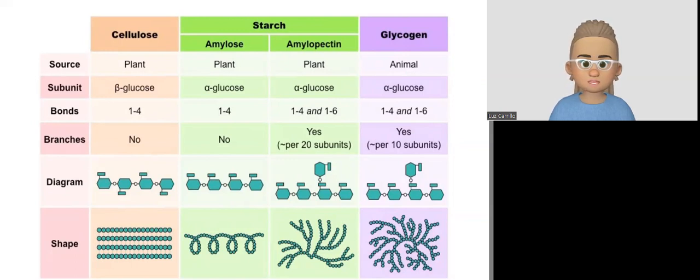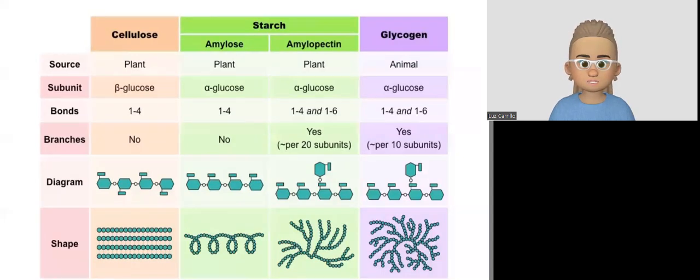Moreover, the way that these glucose molecules are connected to one another, we can observe that in the case of cellulose, they are going to be 1,4 glycosidic bonds. In amylose, we have 1,4 glycosidic bonds. In amylopectin and glycogen, we have 1,4 and 1,6 glycosidic bonds.